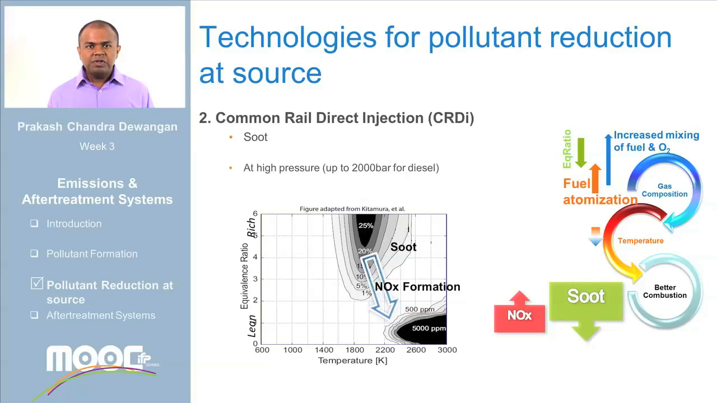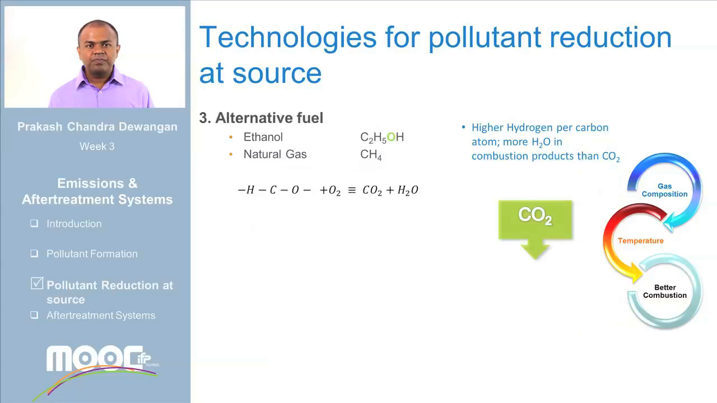The last technology we will see is the alternative fuels. Fuels like ethanol and natural gas are less carbon intense in comparison to gasoline or diesel. They have higher number of hydrogen atoms per carbon atom. Therefore, during combustion, more H2O is produced than CO2. Consequently, they tend to produce lower CO2 when compared with the combustion of gasoline or diesel. Also, these gases have smaller and simple molecules, giving cleaner combustion. It results in less soot formation.